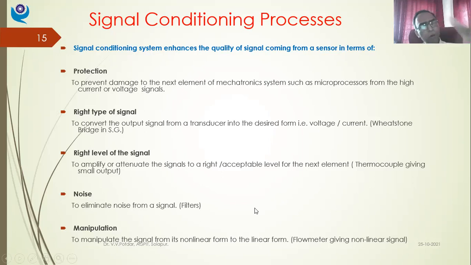Now, how are we going to attain this? We need to study different types of circuitries, different types of elements involved in signal conditioning processes. All these things we'll study in the coming classes. So we'll stop for today.